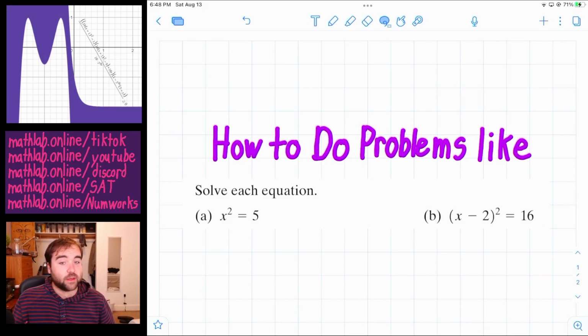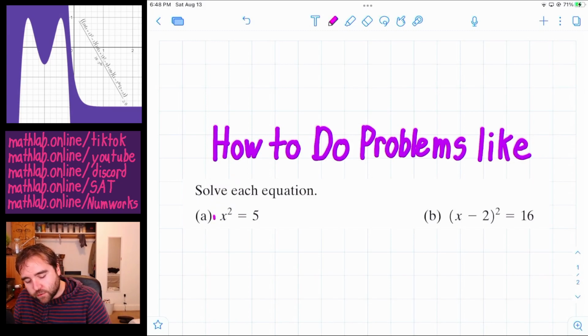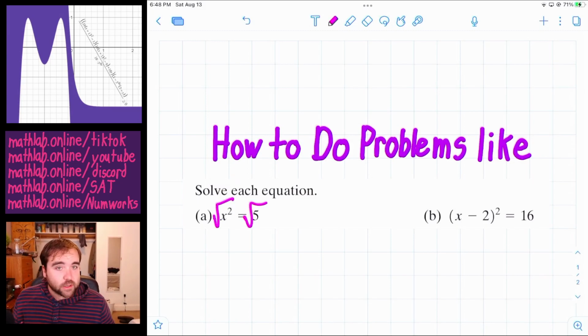So how do we solve problems like this? Well, these are quadratics, but we don't actually want to factor these necessarily. We don't need to, because look how there's only the x squared term, and that's the only time that x appears. So in here, to get x by itself, all we have to do is square root both sides.